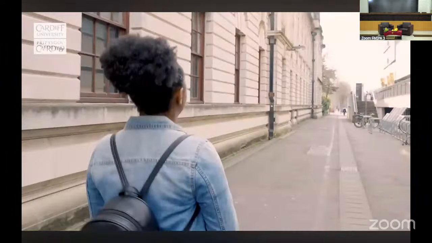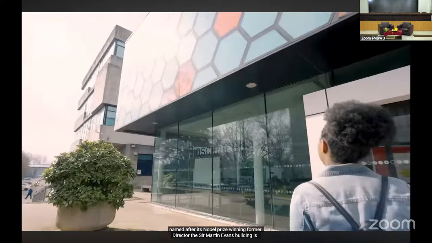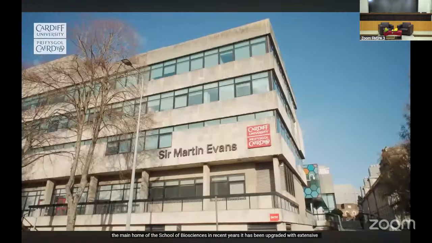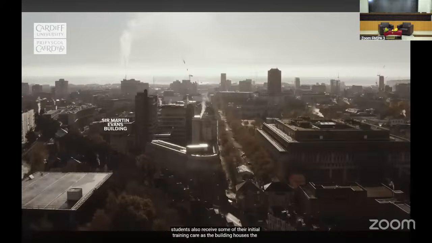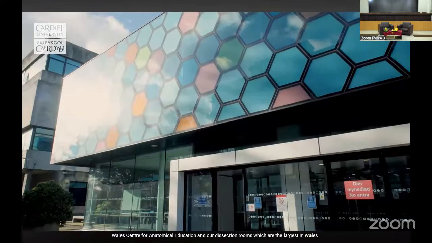Named after its Nobel Prize winning former director, the Sir Martin Evans Building is the main home of the School of Biosciences. In recent years, it has been upgraded with extensive refurbishment of lab space and investment with state-of-the-art equipment. Medical and dental students also receive some of their initial training here, as the building houses the Wales Centre for Anatomical Education and our dissection rooms, which are the largest in Wales.